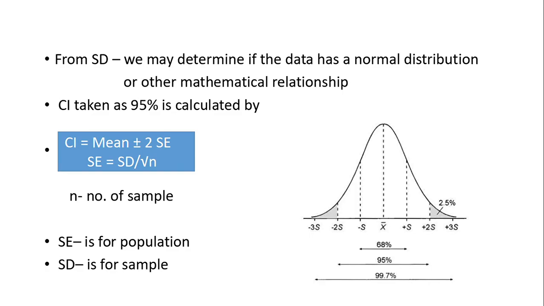So CI, confidence interval, taken as 95%, is calculated by CI is equal to mean plus minus 2 SE. SE is standard error. SE, standard error, is equal to SD, that is standard deviation, divided by root over n. N is equal to number of samples. So here SE is for the population and SD, standard deviation, is for the sample. So this image shows the mean, 1 standard deviation, 2 standard deviations, 3 standard deviations, that is 68% confidence interval, 95% confidence interval and 99.7% confidence interval, as shown in this figure.